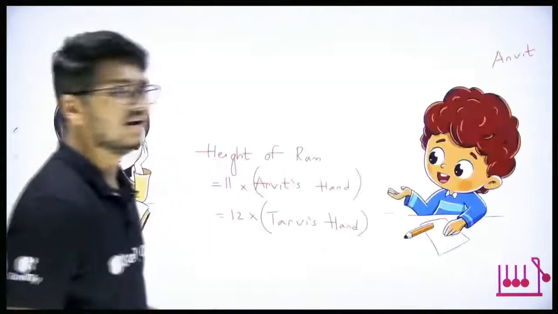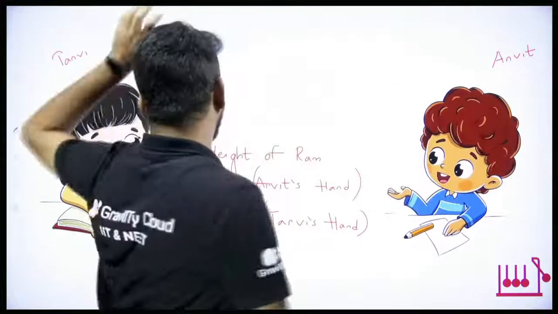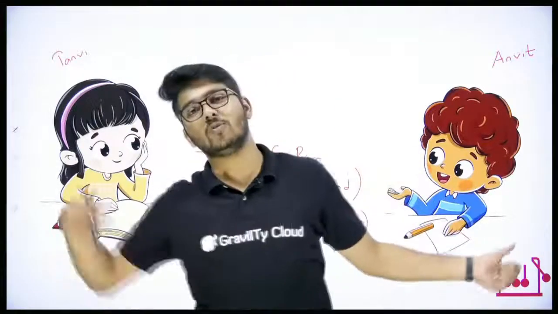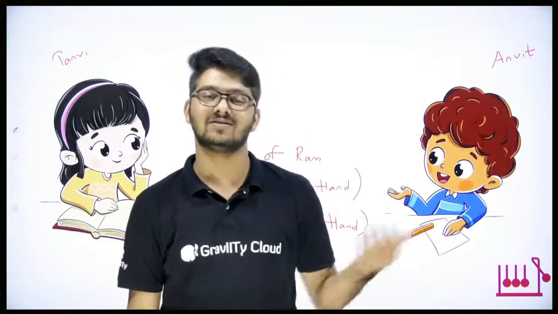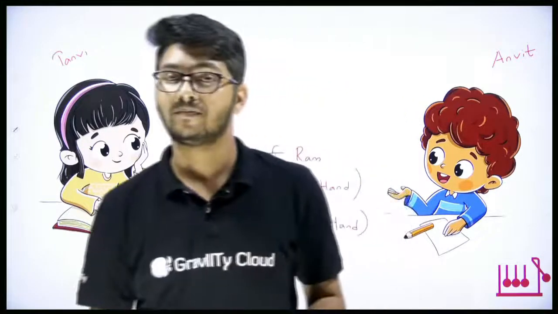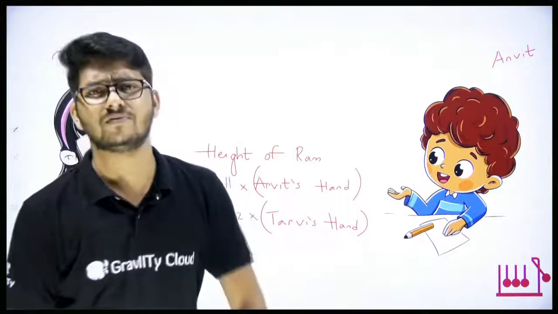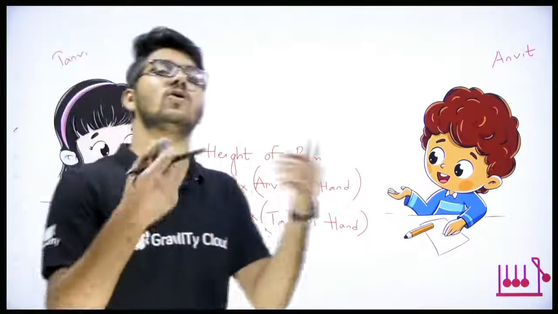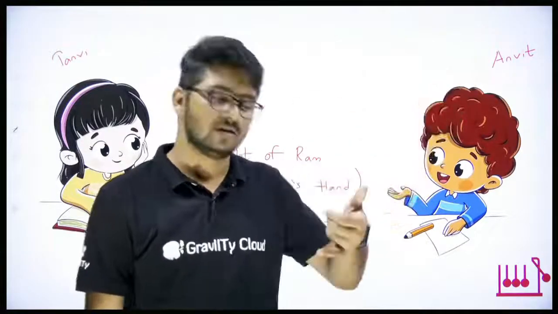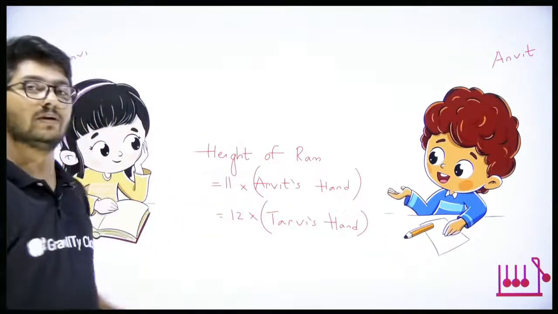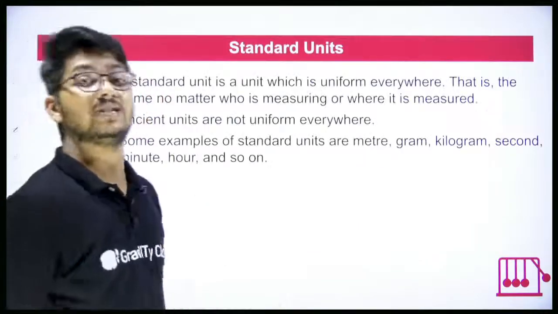See, this hand span obviously is not a standard unit. Why? Hand span for Anvit and hand span for Tanvi is different. So from person to person, the length of hand span changes. That means they are not standard units. In fact, all the old units that we have looked at, like cubit, like yard, are not standard. As you grow in height, the length of hand span changes. From time to time, from person to person, from place to place, they change. They are not standard. So we had to define standard units.